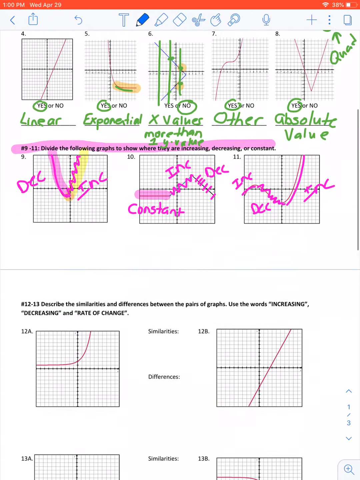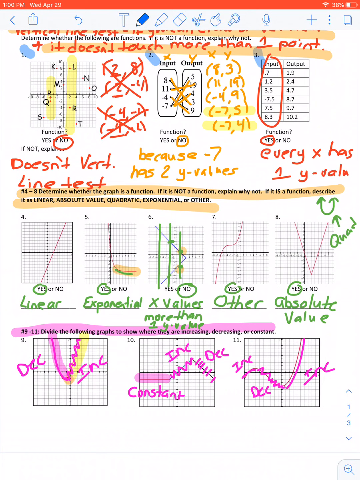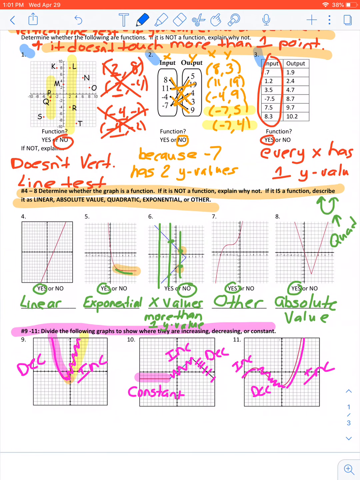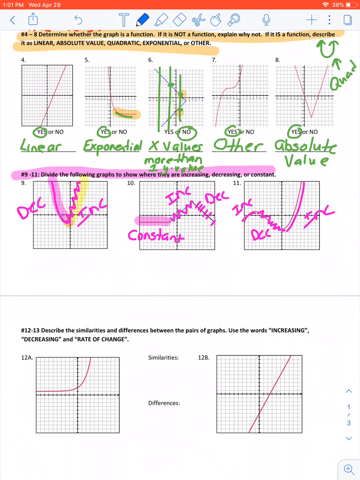So what we've talked about this week already is that on the first day we identified, if you're given a set of points, how can you determine it's a function? Does it pass the vertical line test? Then, if given a set of data, how do you determine if that's a function? Every input, every x value can only have one y value, and that means it's a function. Then we continued on Tuesday with identifying graphs as functions or not, and then saying if they're a function, are they linear, absolute value, quadratic, exponential, or other.